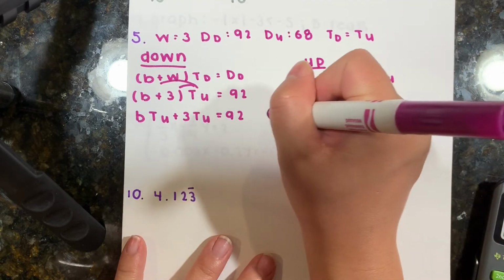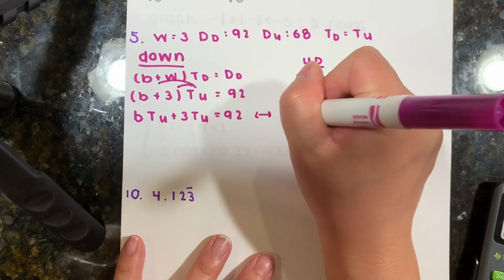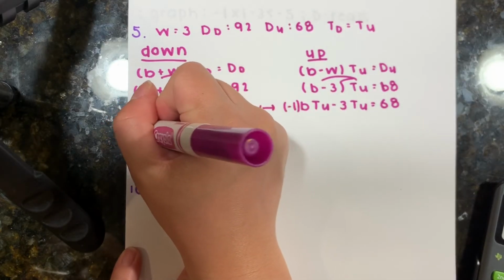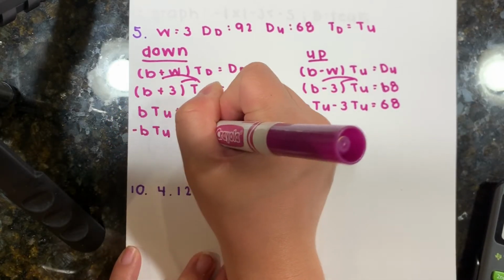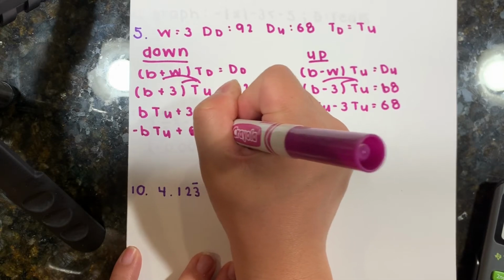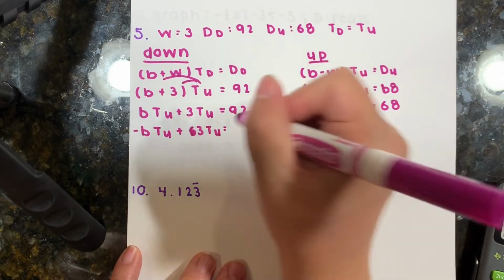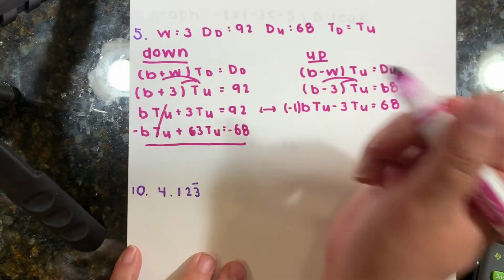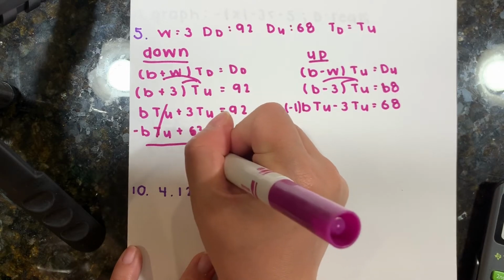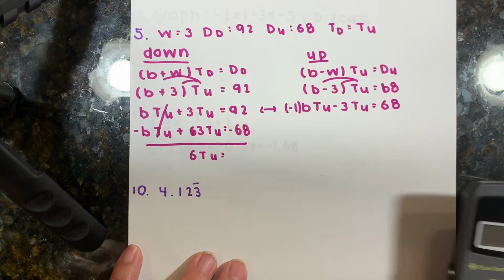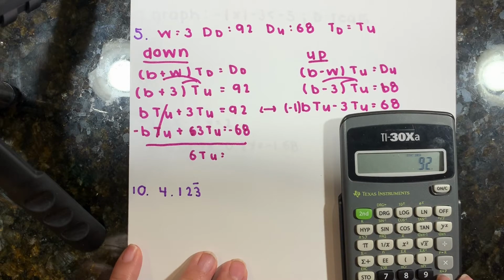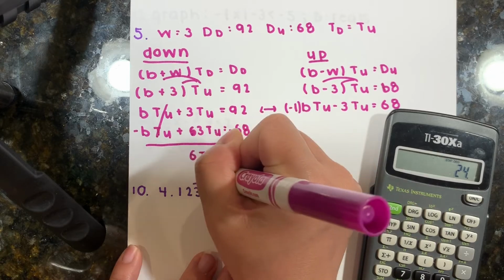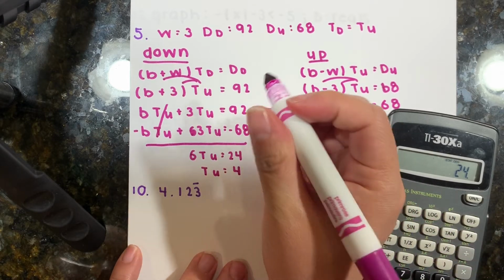What I'm going to do is I'm actually going to multiply one of these equations by -1 and eliminate the BTU. So that would be negative BTU plus 3TU equals negative 68. So my BTU is going to cancel. And then I'm going to have 6TU is equal to 92 minus 68, which gives us 24. So TU is going to be equal to 4.